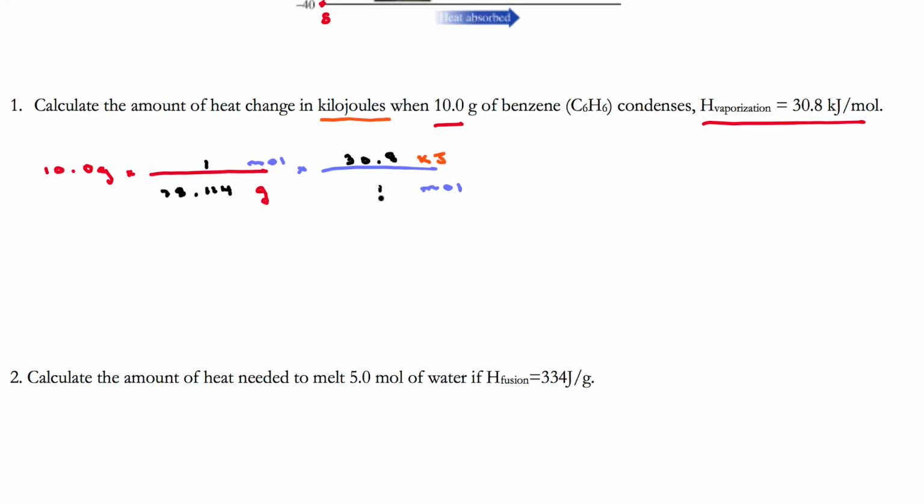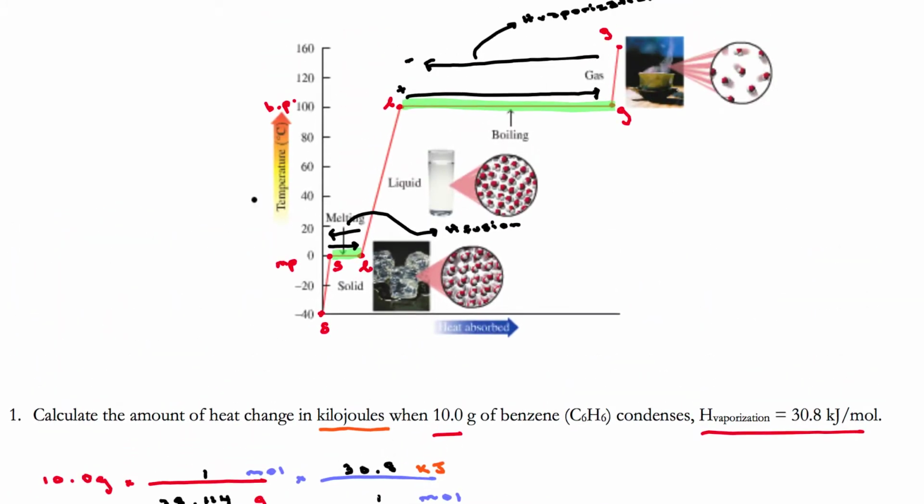Now there's one thing that we need to note. Should this be positive or negative? Remember, if I'm going from left to right, in the forward direction, my heat of vaporization or my heat of fusion will be positive. If I'm going in the opposite direction, it's going to be negative. Well, I'm talking about condensation here. I'm going from a gas to a liquid. So because I'm going backwards, my heat needs to be negative. Heat is going to be released by this process of condensing.